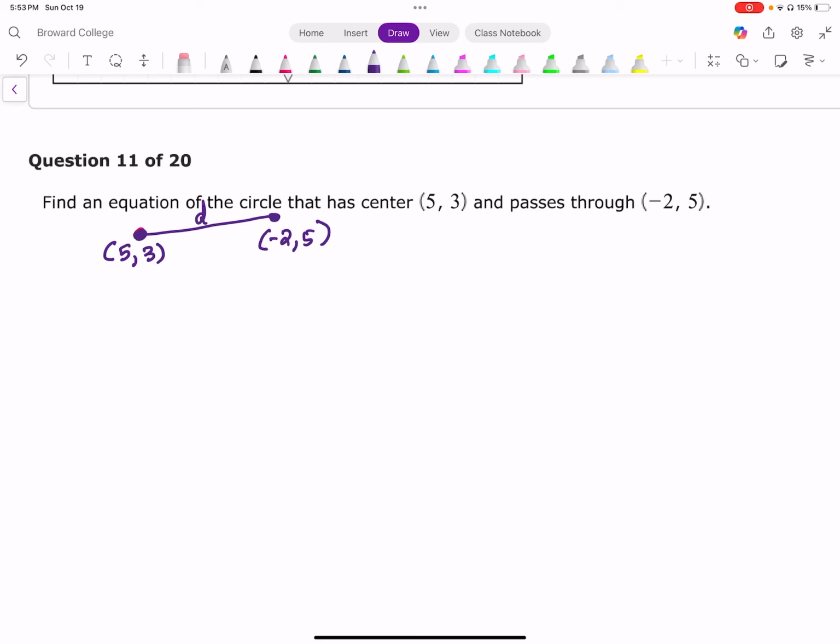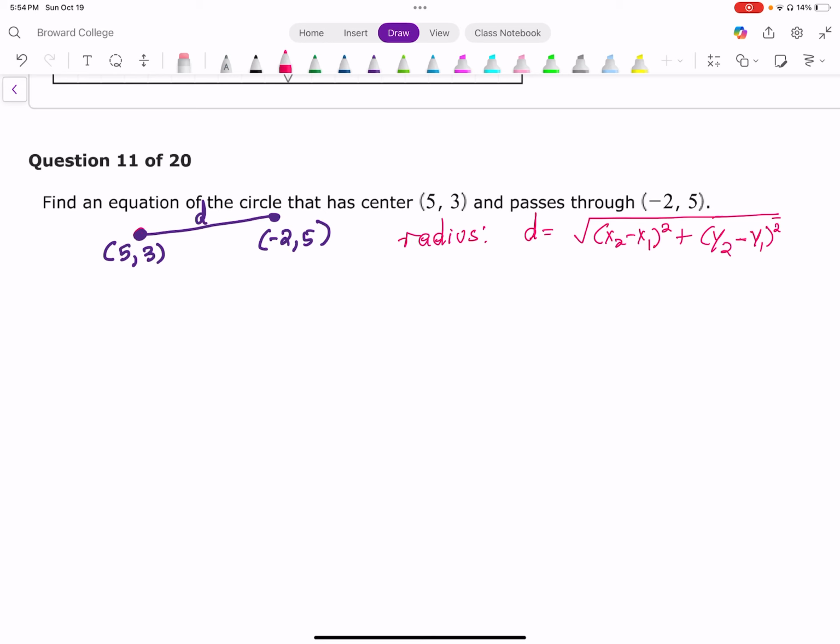So your radius is actually the distance between that center point to wherever else you're going on that circle. So you're actually trying to find the radius, which is r. So how do I find the radius? I use the distance formula. So d is going to be equal to the square root of (x2 minus x1) all squared plus (y2 minus y1) all squared.